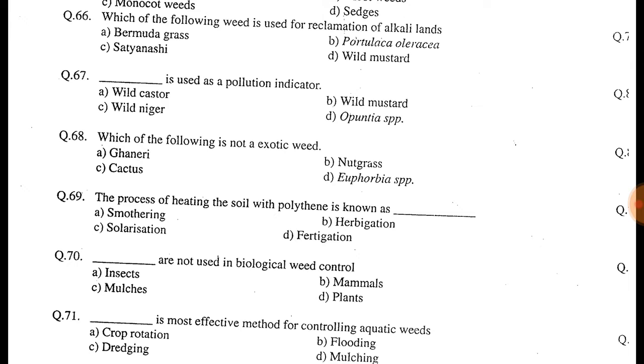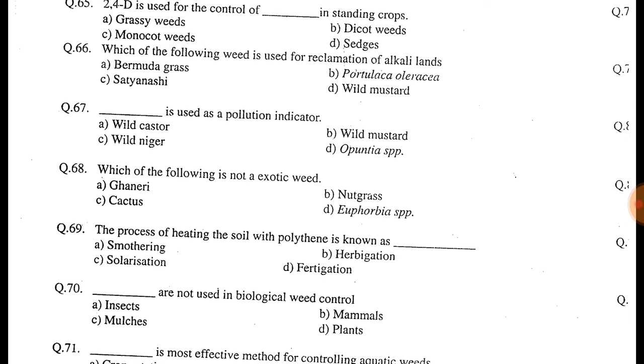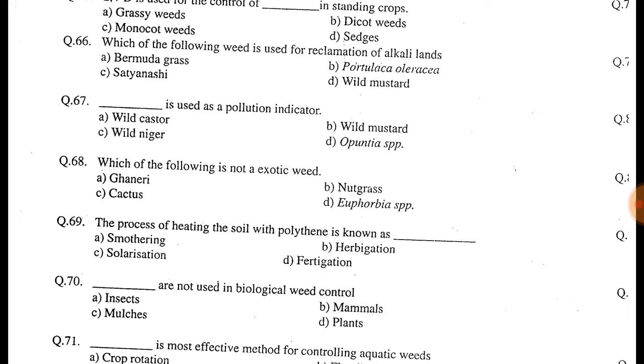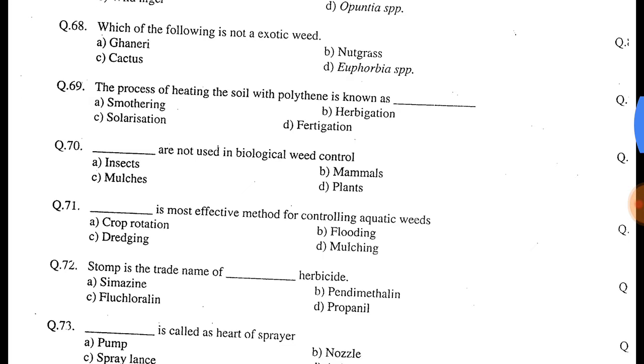Question number 66. Wild Niger is used as pollution indicator. Question number 66. Which of the following weed is used for reclamation of alkali soil? Satyanashi. Satyanashi is used for reclamation of alkali soil. Question number 67. Dash is used as a pollution indicator. Wild mustard is used as pollution indicator. Question number 68. Which of the following is not an exotic weed? Euphorbia. Euphorbia is not an exotic weed.